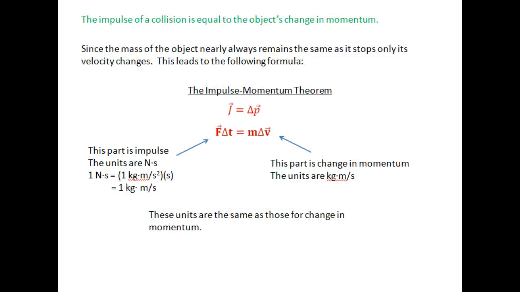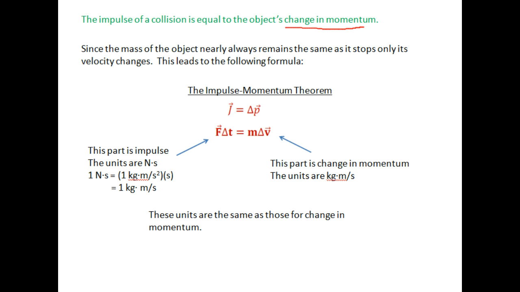Okay, assuming you have that done now. The impulse of a collision is equal to the object's change in momentum. Since the mass of the object nearly always remains the same as it stops, only its velocity changes. So as a car comes to a stop, usually its mass would remain the same, or if you're thinking about jumping on a trampoline, as you're jumping up and down, your mass is remaining the same. The only change is your velocity.